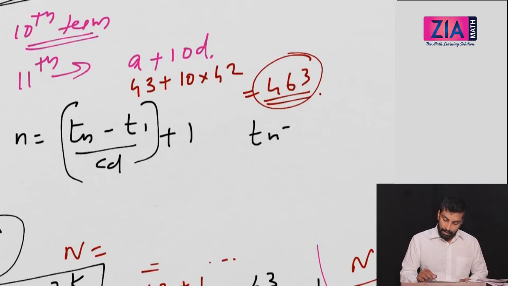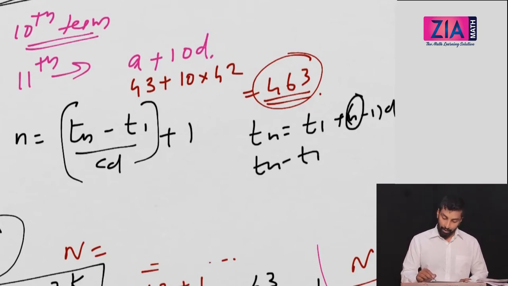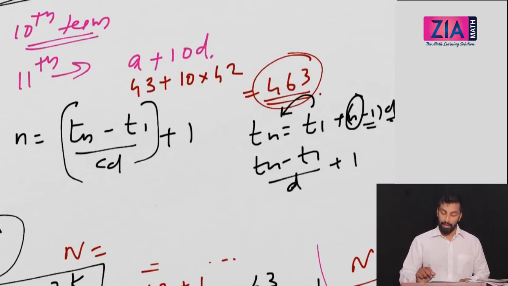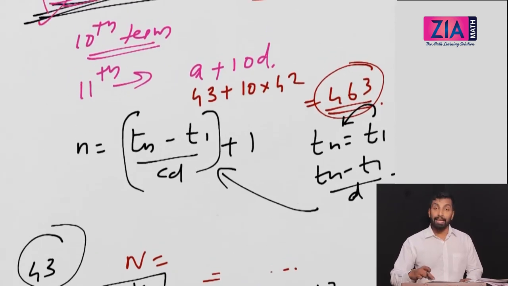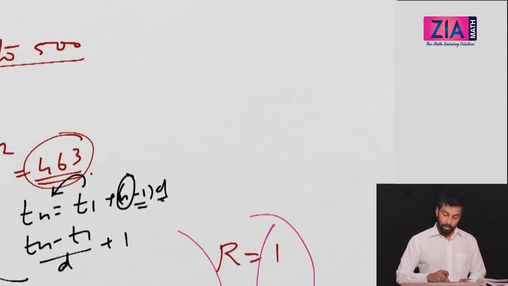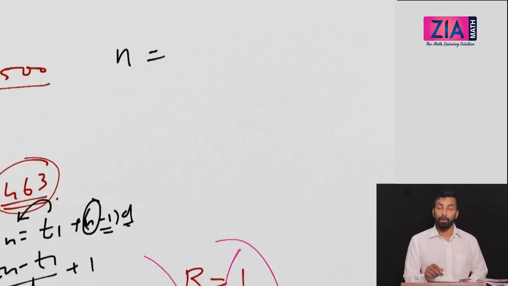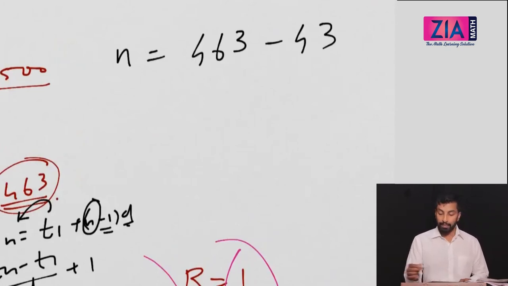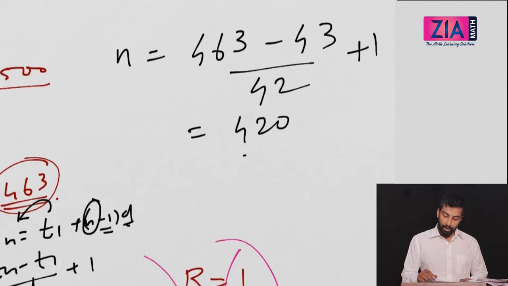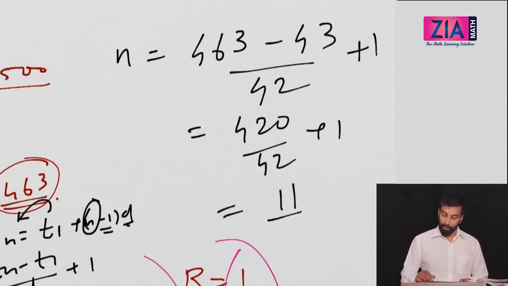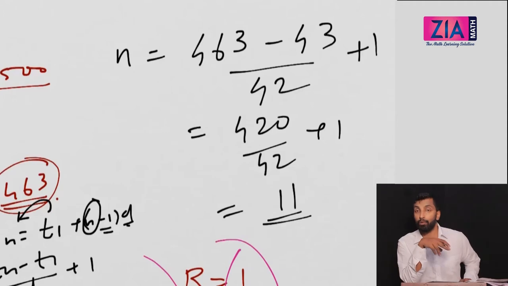What is Tn? Tn is T1, the first term, plus n minus 1 into D. So what we need to do is find this n. So Tn minus T1, you take this here, then divide by D, then this minus 1 becomes plus 1, and that's exactly what you got here. You know Tn, that is 463, we got it already. So the number of terms, n, is equal to 463 minus 43, the first term, divided by 42, the common difference, plus 1. What you'll get? 420 divided by 42 plus 1, that means 11. That is correct, because when we found the 11th term, you got 463.